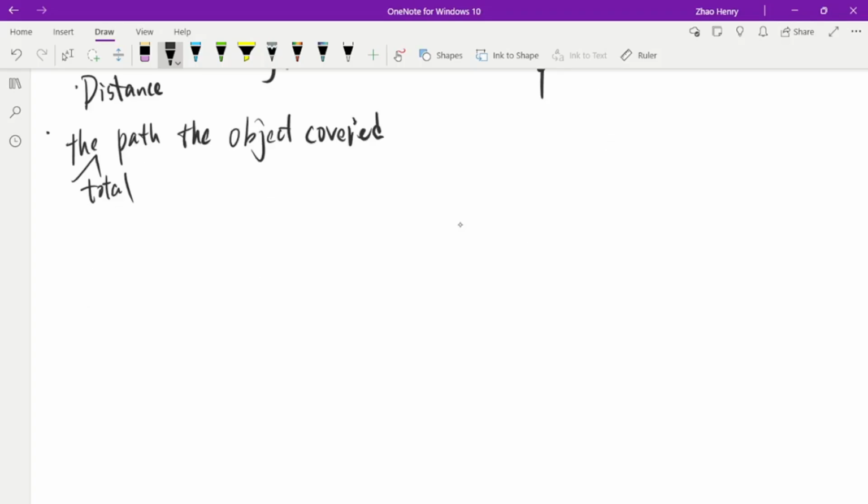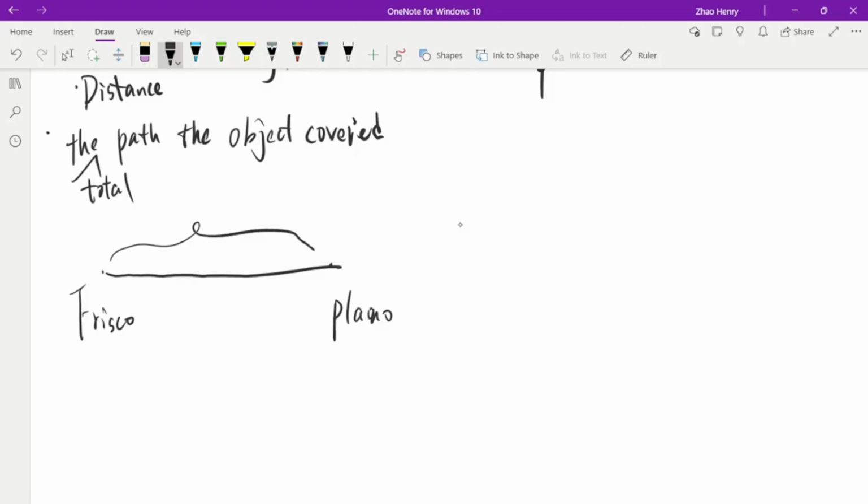Let me give you a very simple example. Imagine this is Frisco. This is Plano. My mom is in a hurry, so she wants to reach Plano as fast as she could. So she decides to go to Plano in a straight line. This is not exactly straight, but it's basically a straight line, right? Because the shortest distance between 2 points is a straight line. This straight line is the displacement.